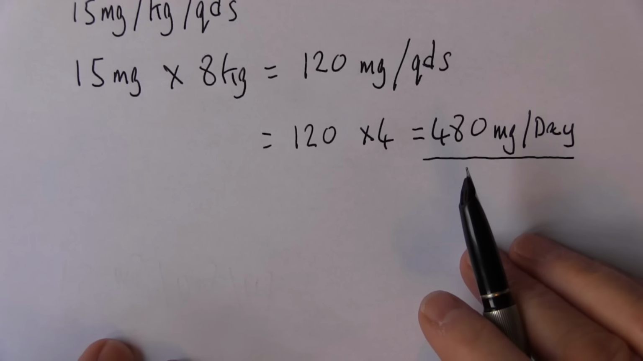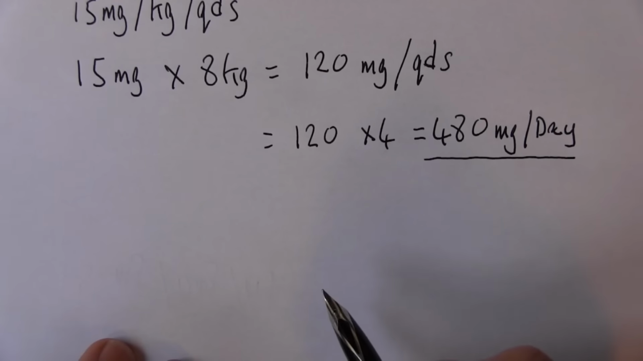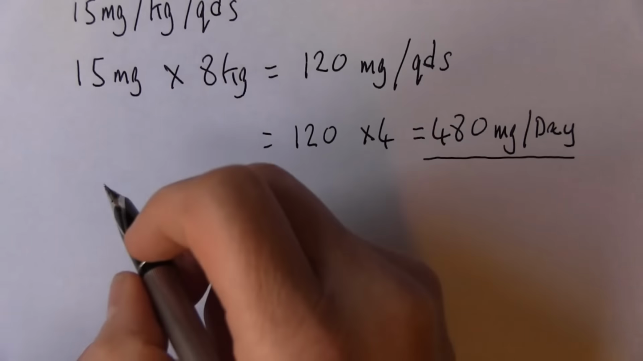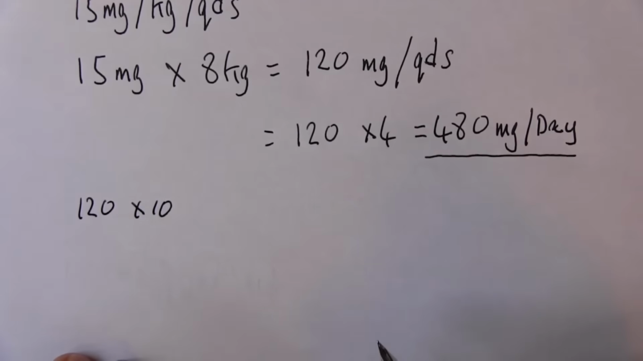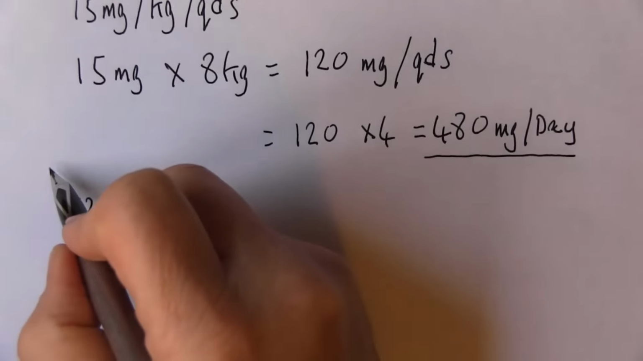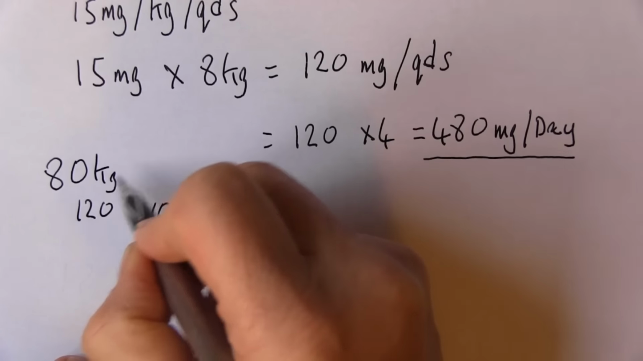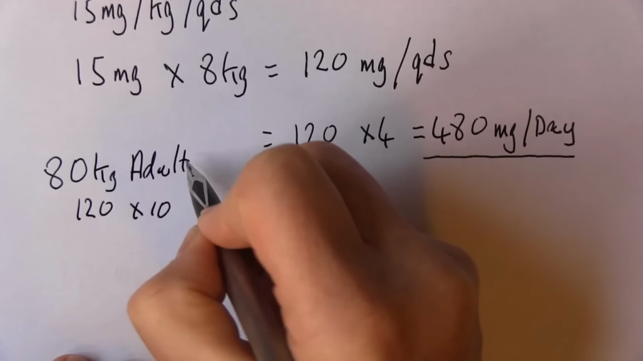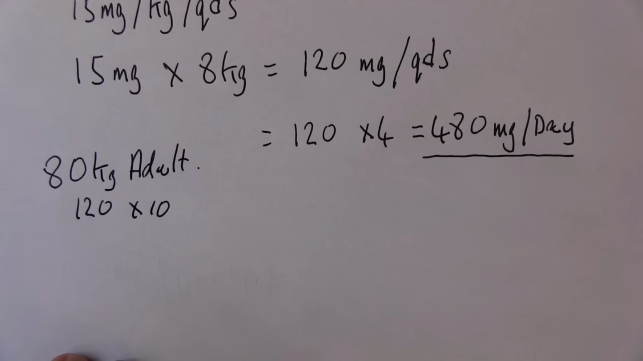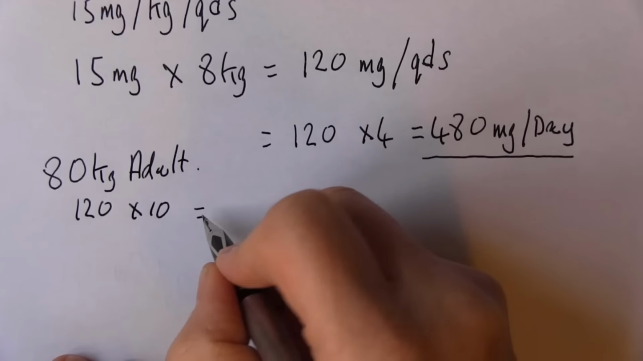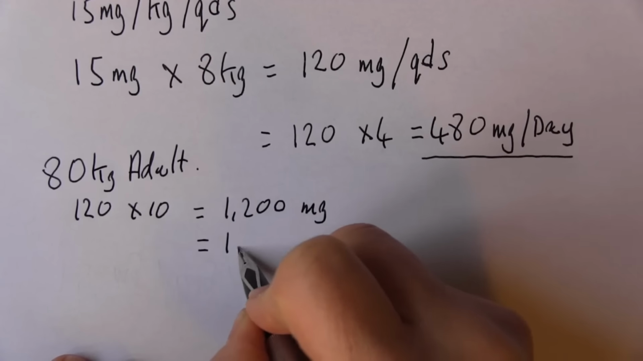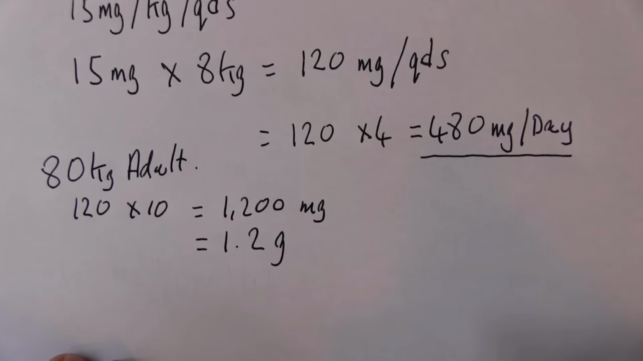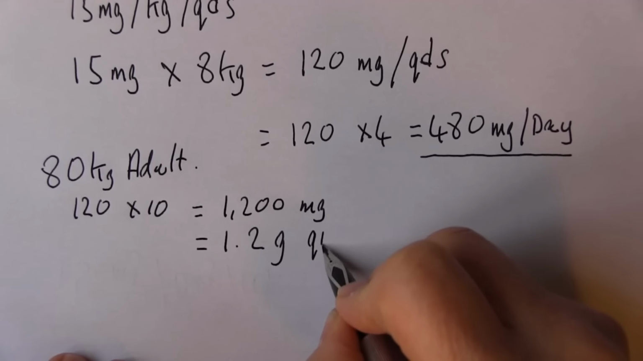Now for 80 kilograms we could work it out from scratch, but what we could also do is take our 120 milligrams and just times that by 10 to go from 8 kilograms to an 80 kilogram adult. So 120 times 10 equals 1,200 milligrams, which equals 1.2 grams. So that means we'll give 1.2 grams 4 times a day.